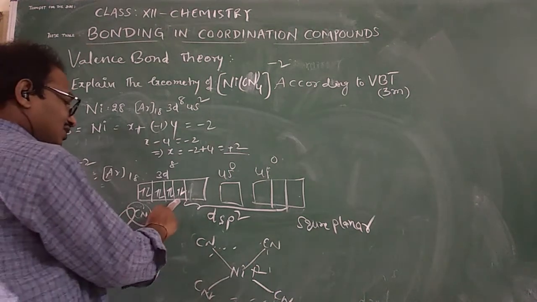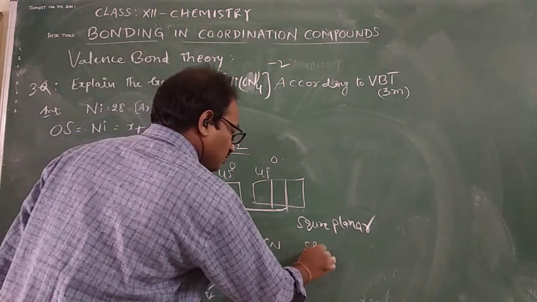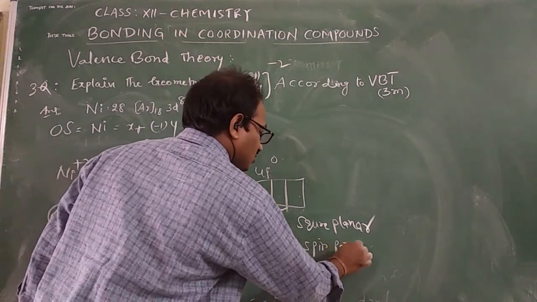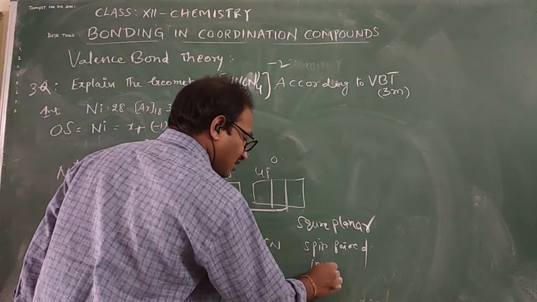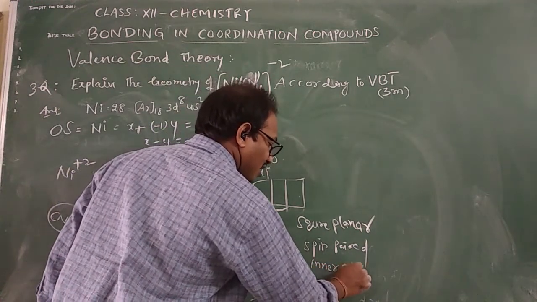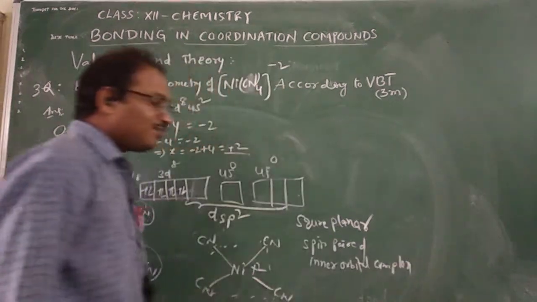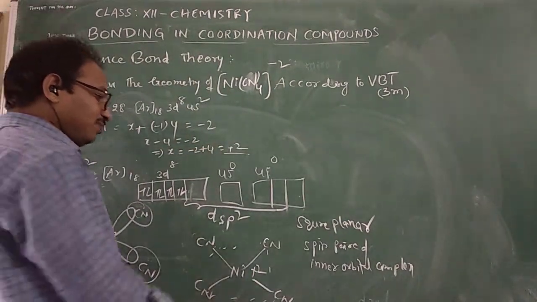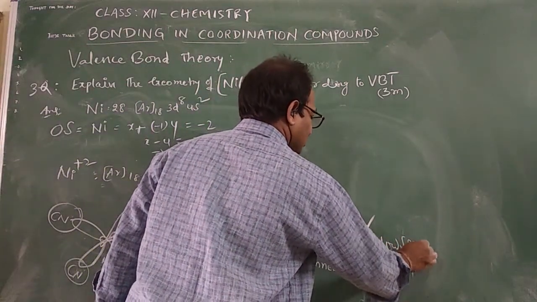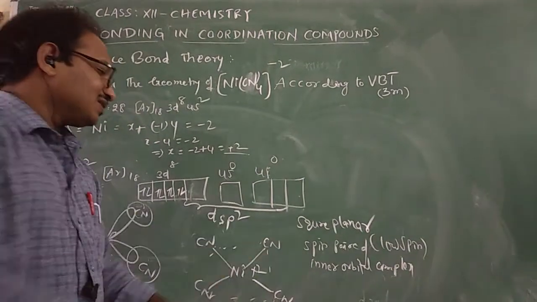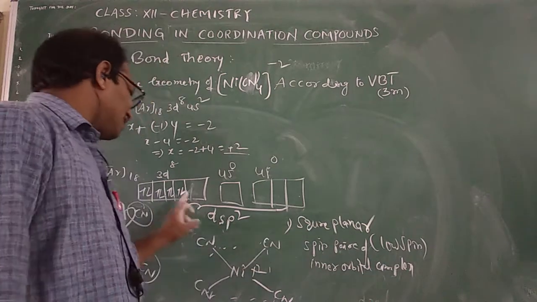And what type of compound? It is spin paired, the electrons get paired. So it is a spin paired complex and an inner orbital complex. Complex means compound, a complex compound or coordination compound. Spin paired or low spin complex. The geometry is square planar and the electrons are paired.